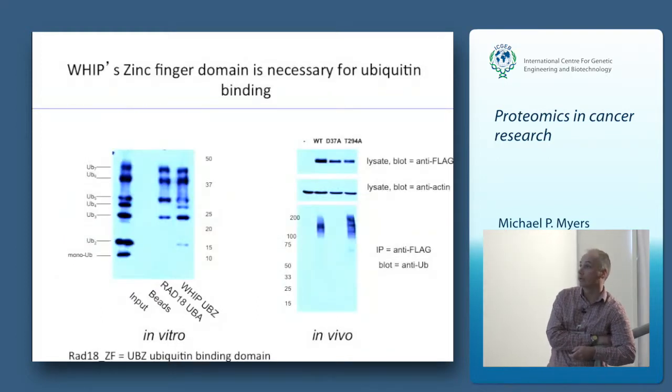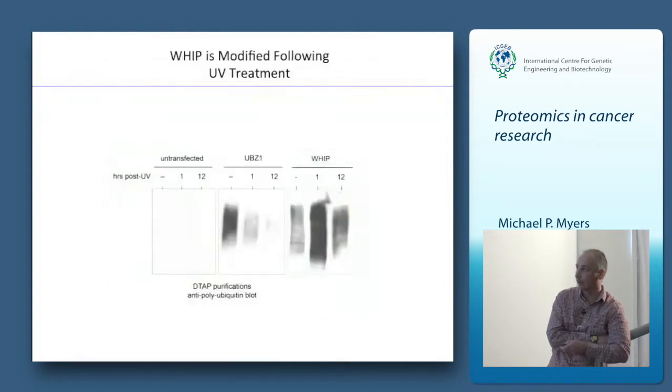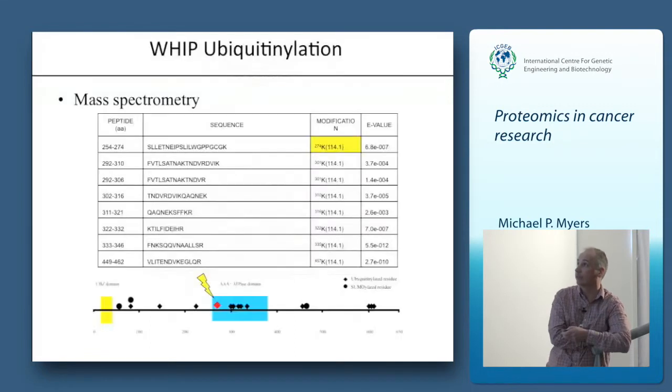All right, so for example, these are the zinc fingers binding to ubiquitin in vitro. Okay, and you can make a single point mutation which will abolish the ubiquitin binding in vitro and in vivo. Okay, we can skip this for now.